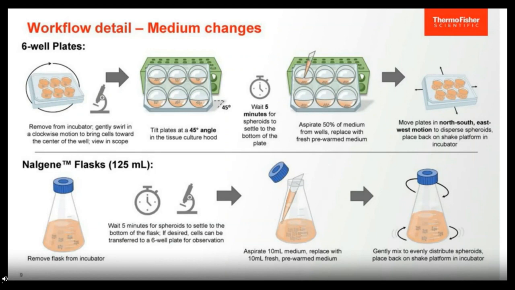So to accomplish performing the 50% medium replacement for the well plates, you can tilt the well plate at a 45-degree angle and then wait 5 minutes for the spheroids to settle. For the shake flasks, you can simply remove this flask from the orbital shaker platform and then just let the spheroids fall to the center of the vessel. Then after 5 minutes, you simply remove half of the medium, the spent medium that is, and then replace with an equal volume of fresh medium. Once this is done, you can just move the plate or the flask back onto the shake platform.